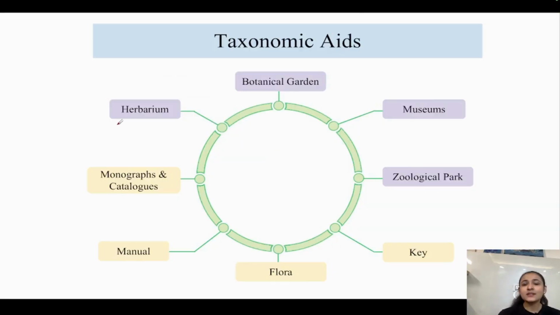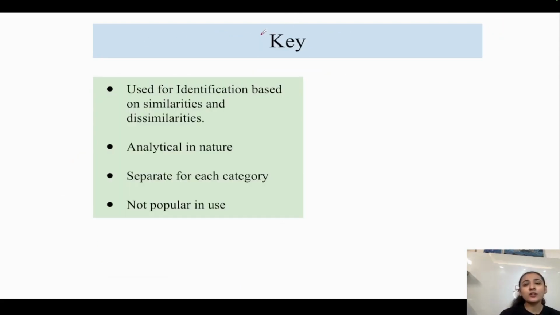Okay. So we have already studied about herbarium, botanical gardens, museums and zoological parks in the previous video, right? So in this video, we will be covering keys, taxonomic keys, flora, manuals, monographs and catalogues. So stay tuned till the end of the video because you are going to gain a lot of knowledge in a clear manner in this video, okay?